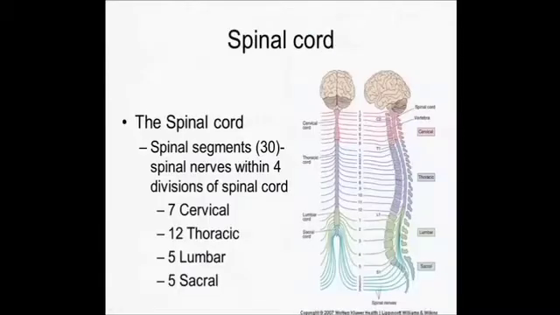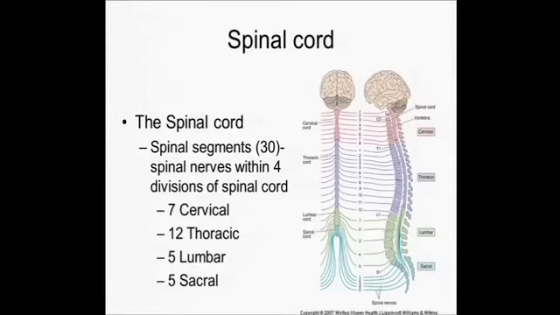So let's get into the spinal cord. Let's look at the spinal cord. And so if we look at the spinal cord from the side, there are 30 segments, vertebral segments. And the spinal cord sends nerves out in between each one.